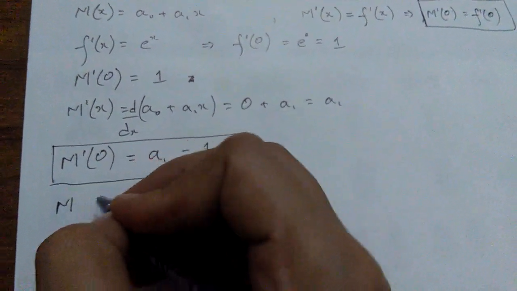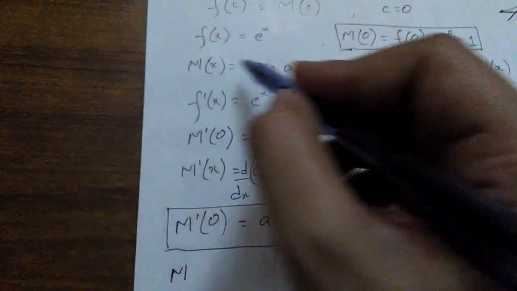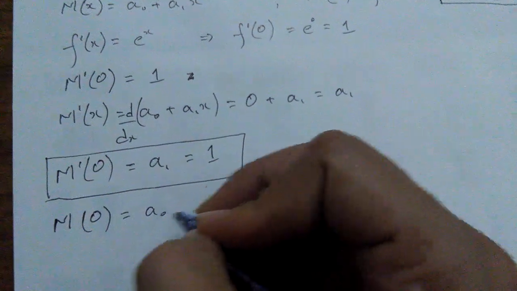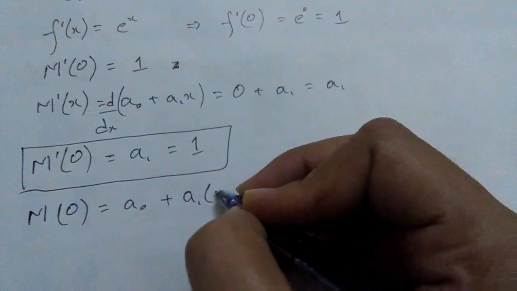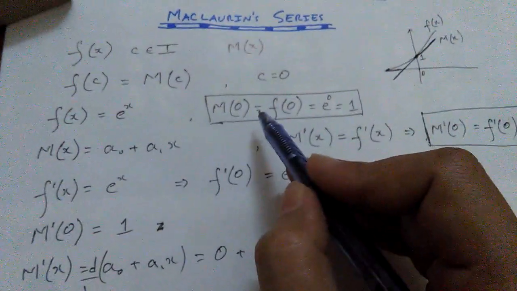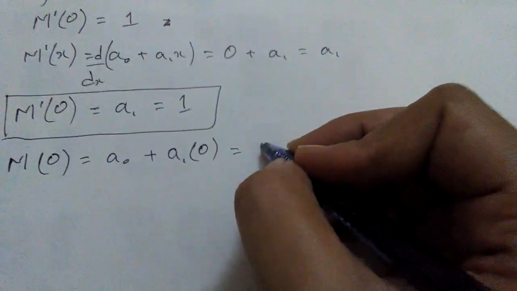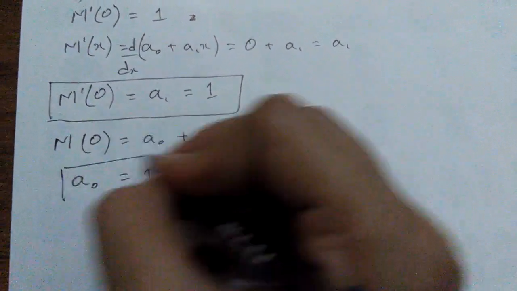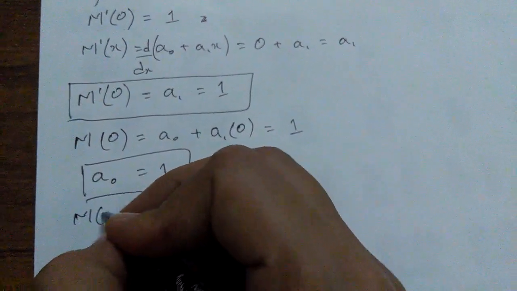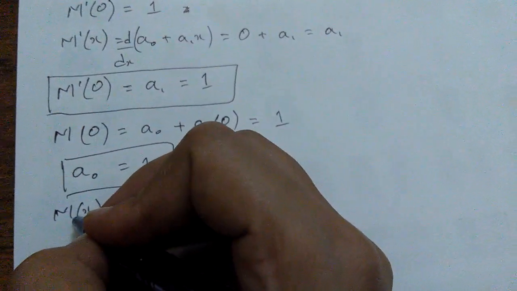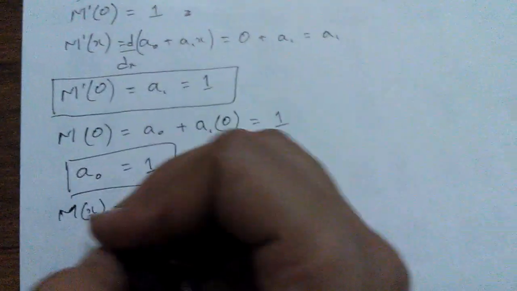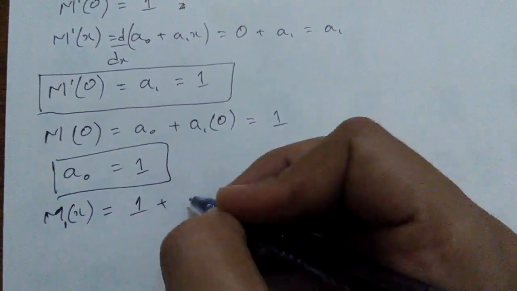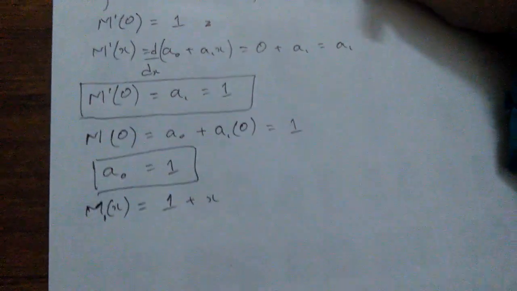Now if I pick up m of x and replace x by 0, m of 0 is equal to a0 plus a1 times 0. I know that m of 0 is equal to 1, so a0 is equal to 1. This reveals that my equation m of x, containing only one variable, is my m1 polynomial, for example, and it is 1 plus 1x, or simply 1 plus x. This is my first polynomial.